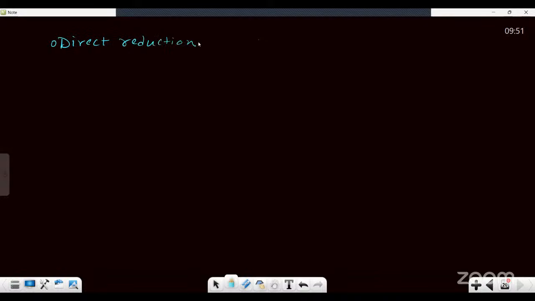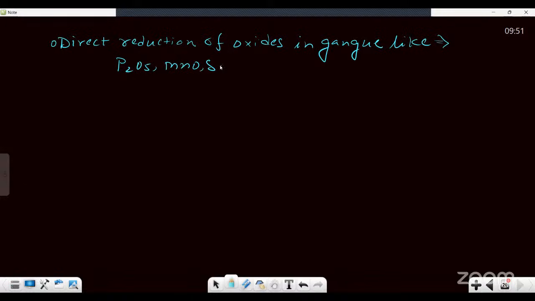Direct reduction of oxides in gangue. So what are the gangue materials mainly? We have P2O5, we have MnO, and we have SiO2, etc. Things like that. If I'm talking about P2O5, it will come in contact with the carbon and get converted to phosphorus plus 5 times CO. This is what is happening, right?